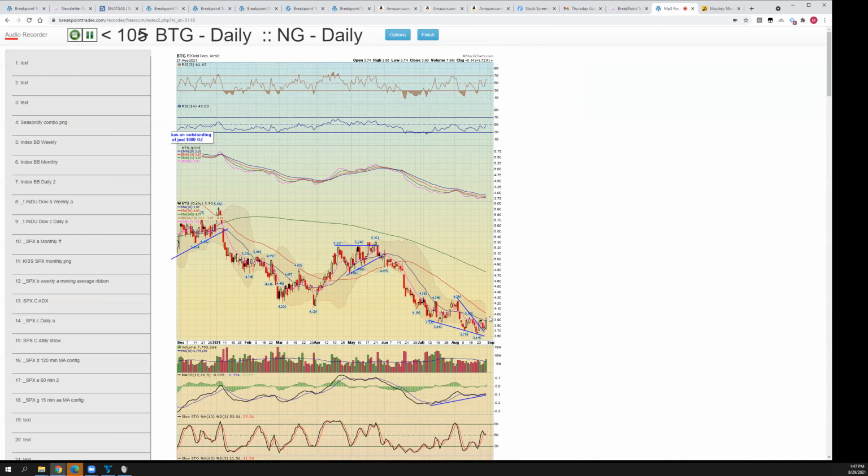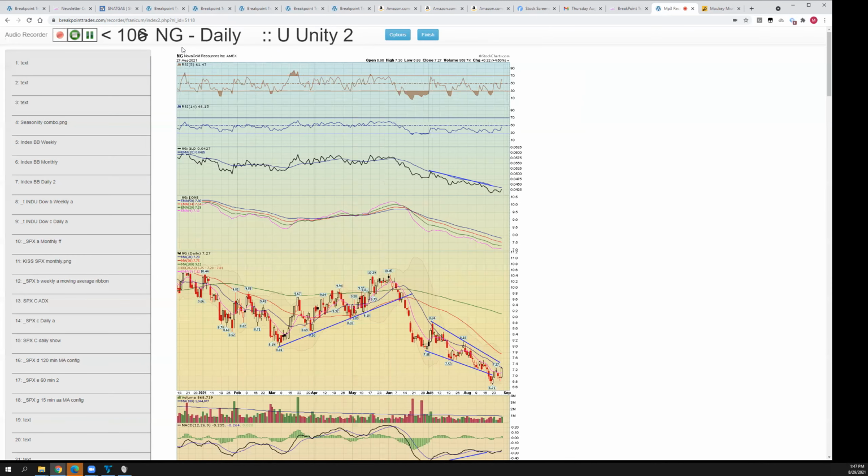So I probably wouldn't focus on too many of the individual names. Next, chart 106, NG, another precious metal stock.